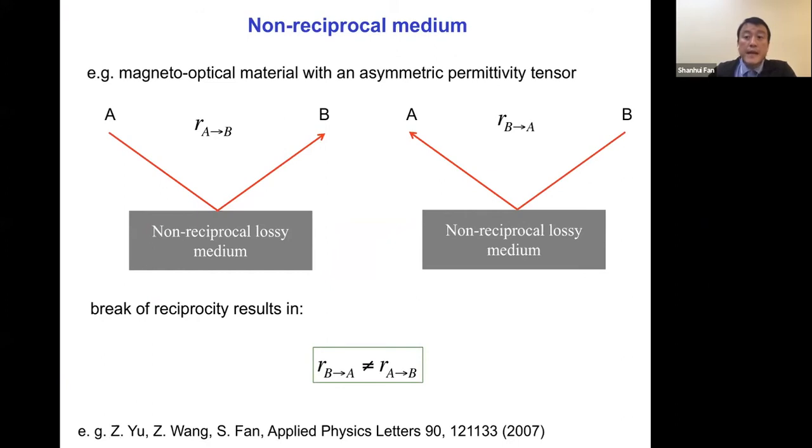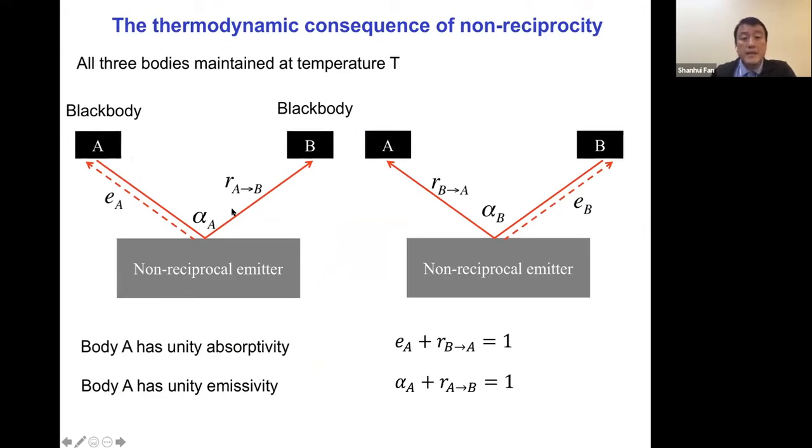Now, the thermodynamic consequence of such an amplitude non-reciprocity can be understood by connecting each of the channels with a blackbody emitter. In this case, the blackbody A has unity absorptivity, and the absorption comes from the non-reciprocal emitter, as well as the reflection from blackbody B reflected by the emitter back into A, and that gives you the first equation. Similarly, the blackbody A has unity emissivity, and now this emitted light, part of it is absorbed by the non-reciprocal emitter, and that's this term here. Part of it is reflected into blackbody B, and that's the reflectivity here. And that gives you the second equation.